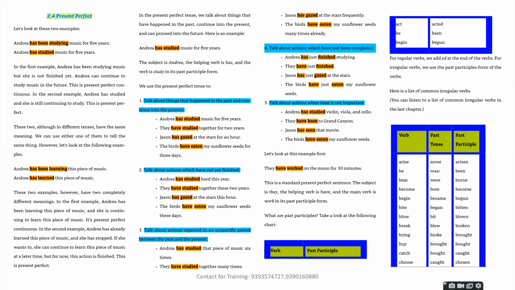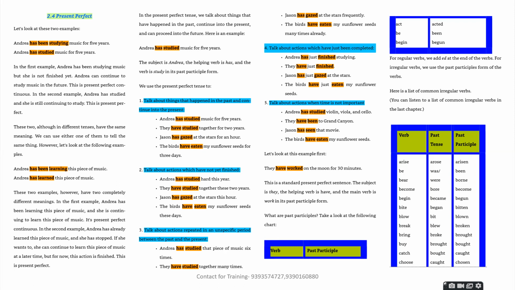However, let's look at the following examples. Andrea has been learning this piece of music. Andrea has learned this piece of music. These 2 examples, however, have 2 completely different meanings. In the first example, Andrea has been studying this piece of music and she is continuing to learn this piece of music. It's a present perfect continuous.